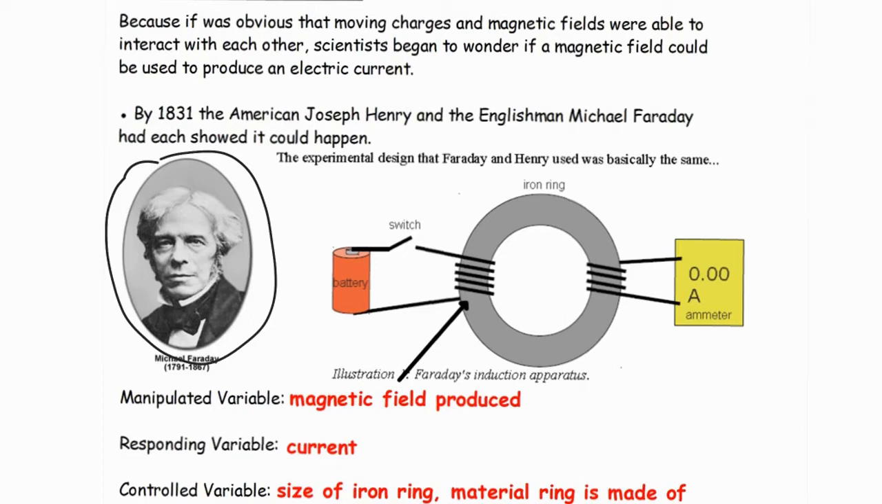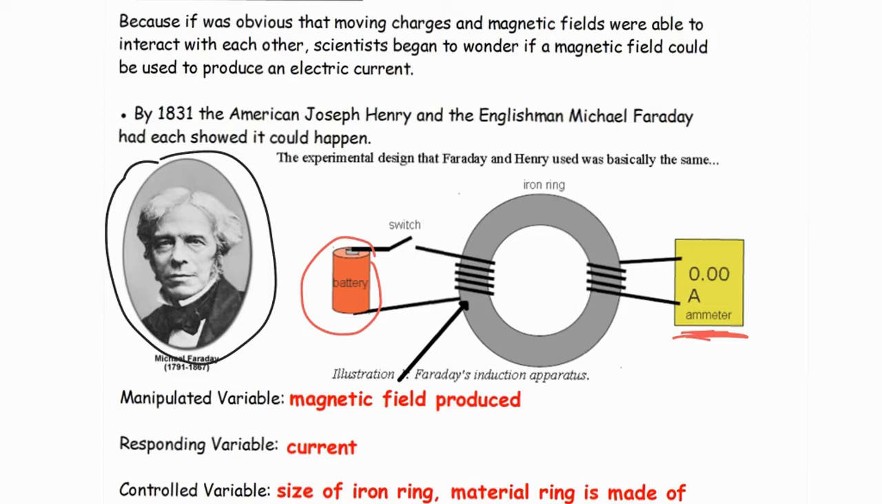Now, in the experiment that he did, there's a battery here, an iron ring, and then an ammeter, which measures current on that side. They found that current was only measured when that switch was turned on or off. If it was just kept constant, then the current was still zero. So the idea there is that the switch needs to go on and off, and it needs to be changing.